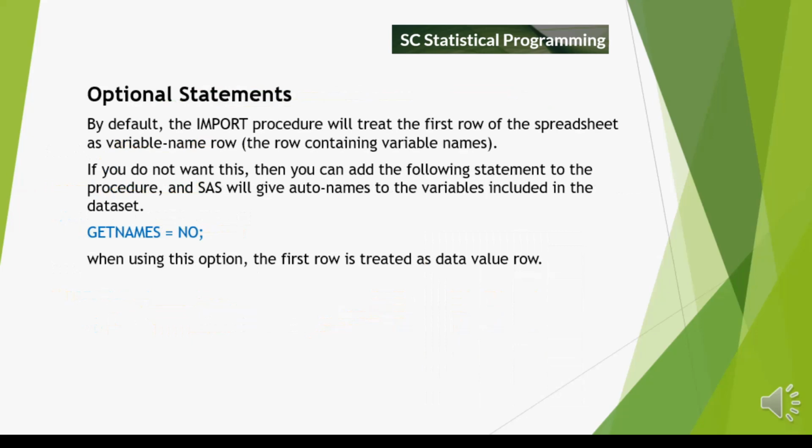And another optional statement I want to mention here is this one, getnames equals no. By default, the Proc Import procedure will treat the first row of the spreadsheet as the variable name row, which is the row containing the variable names. If this default doesn't suit our data, then we can add getnames equals no to the procedure, and then SAS will give automatic names to the variables included in the dataset. When using this option, the first row will be treated as data values.